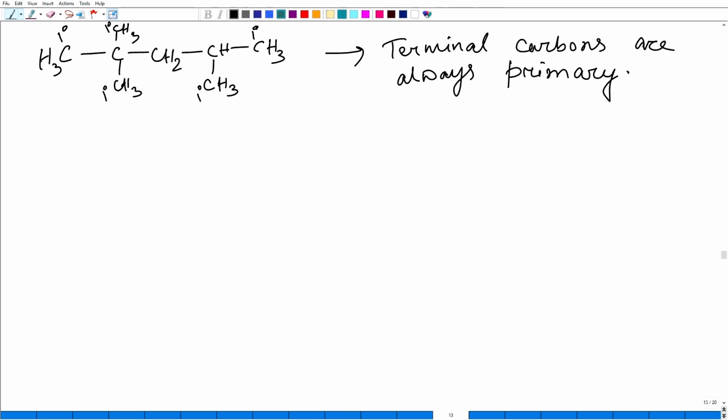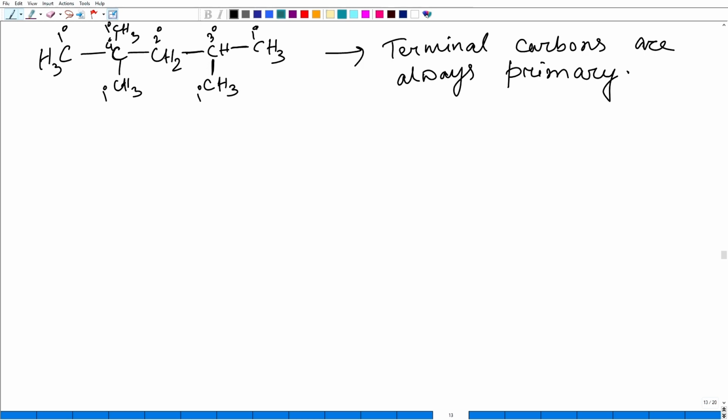What are the secondary carbon atoms here? Which one is secondary? This one is secondary because this is bonded to 2 carbon atoms. And what is tertiary? This carbon is tertiary because it is bonded to 3 carbons, right. So, this is tertiary and this carbon is quaternary because it is bonded to 4 other carbon atoms.